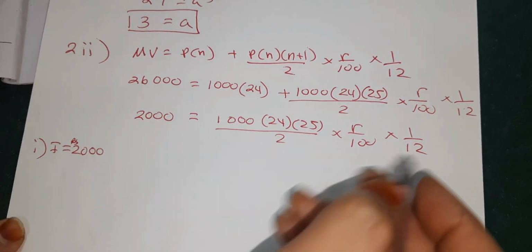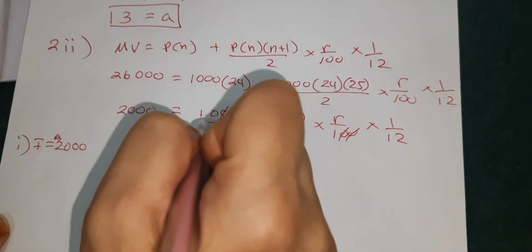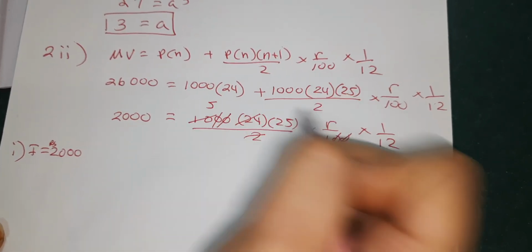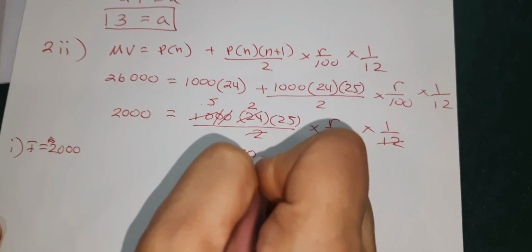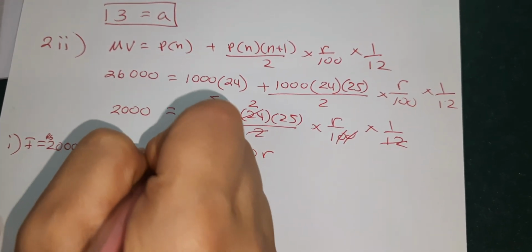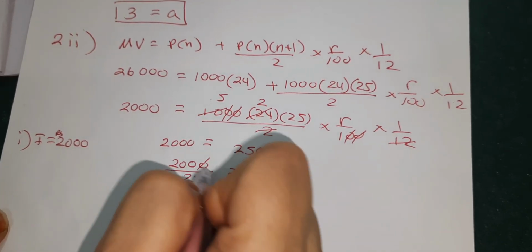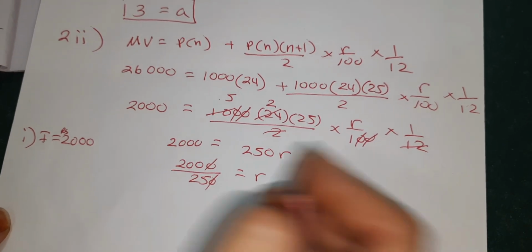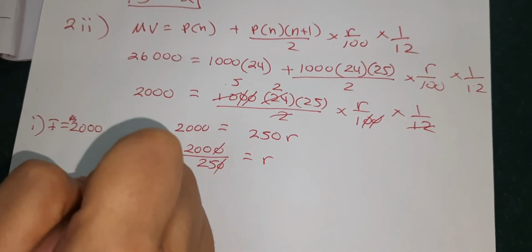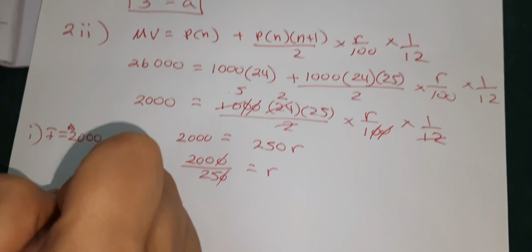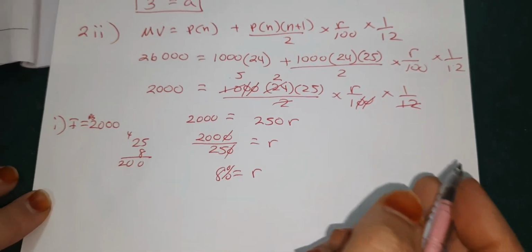And to figure out the rest of this, let's do the cutting. We can cut the zeros. 10 divided by 2 is 5. 24 divided by 12 is 2. 5 2s are 10. Into 25, that's 250. So 250R has to equal 2,000. So 2,000 divided by 250 is, get rid of the zeros, 200 divided by 25, that's simply 8. Let's just check that. 25 into 8. 8 5s are 40. 16 and 4, 20. Yep. So 8% is your answer. 8% is the rate.